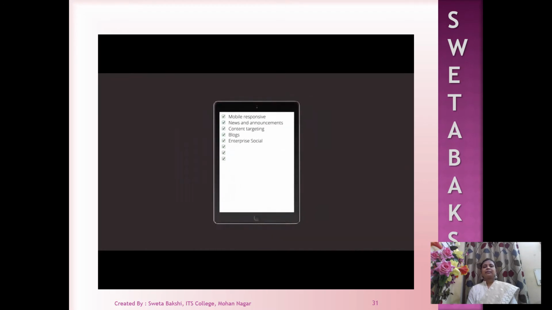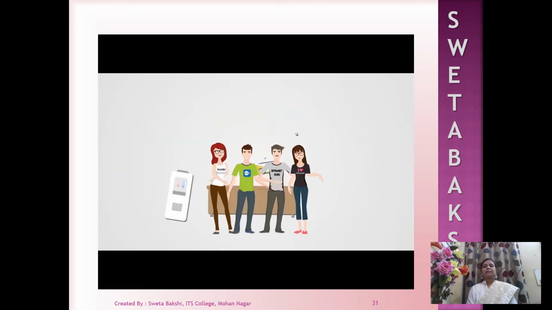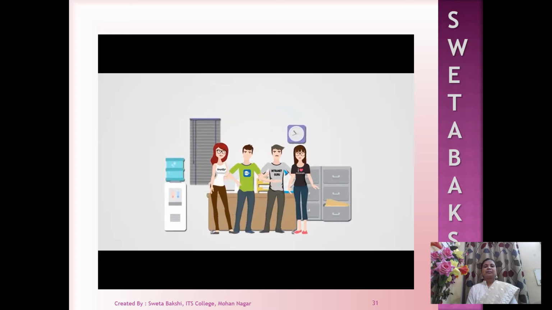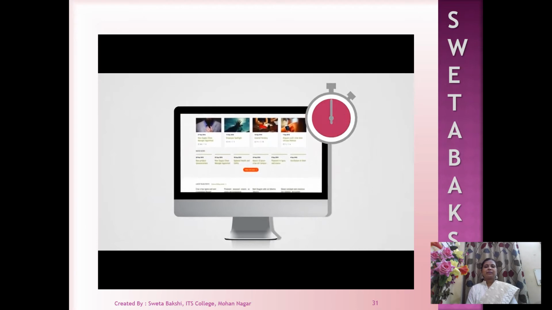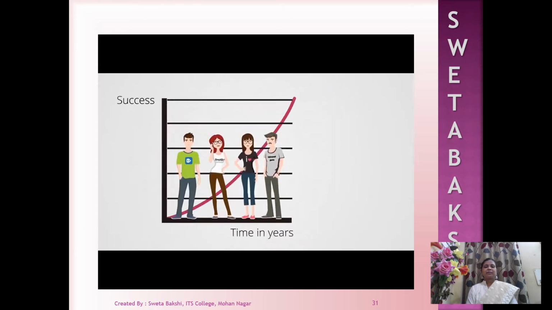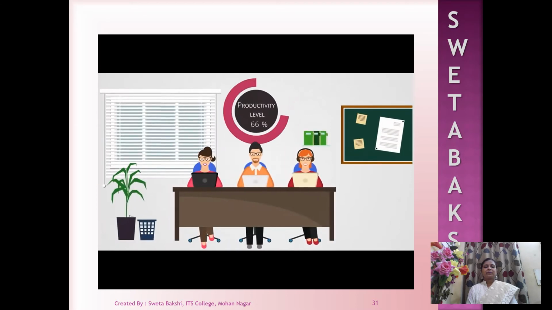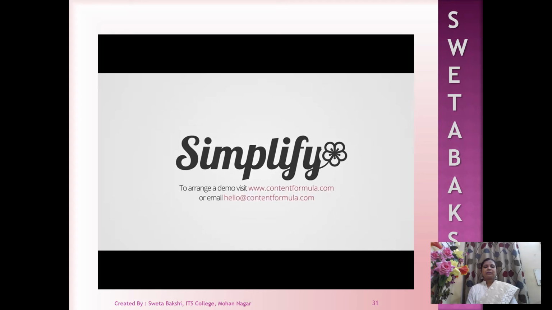Simplify gives most companies all the functionality they will ever need, but if you need more, Simplify can be extended and customized through SharePoint. Our intranet experts can set up your Simplify intranet for your specific needs in just a few weeks. They'll also provide all the help and advice you need to make it a long-term success. Simplify the way your people work and make them more productive. Choose Simplify.